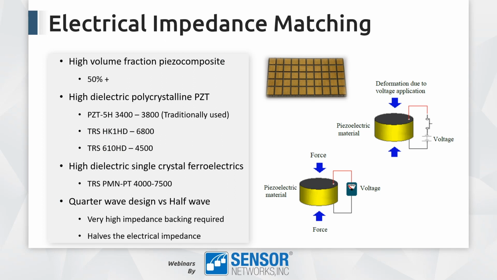So whereas the dielectric constant of PCT5H is 3,400 to 3,800, we can get materials now that range 4,000 plus in dielectric constant, and can help improve the impedance matching situation for a phased array transducer.